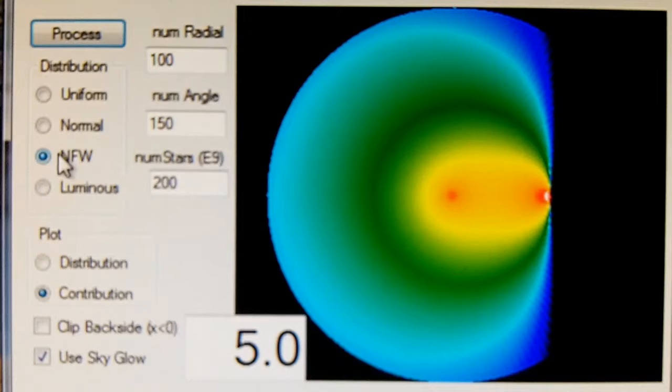So we can be sure that the Navarro-Frenk-White distribution is not right for visible matter. Granted, this Navarro-Frenk-White is made mostly for where the dark matter is, so it's really not applicable. I just put it in there to see what would happen. The luminous is the measured distribution of stars by luminosity.